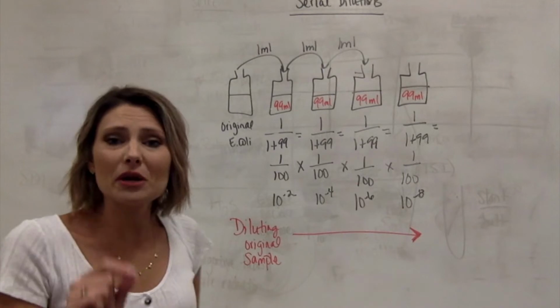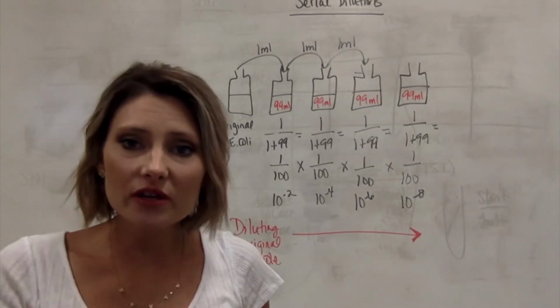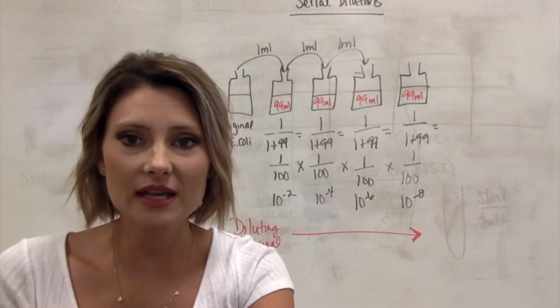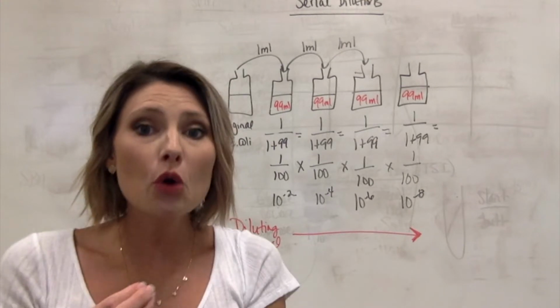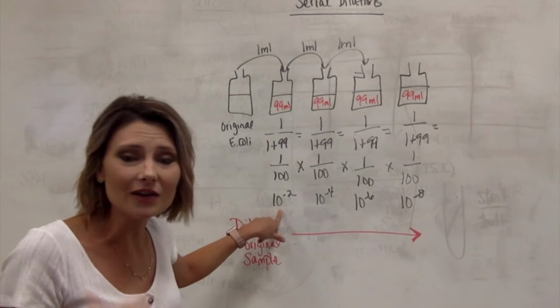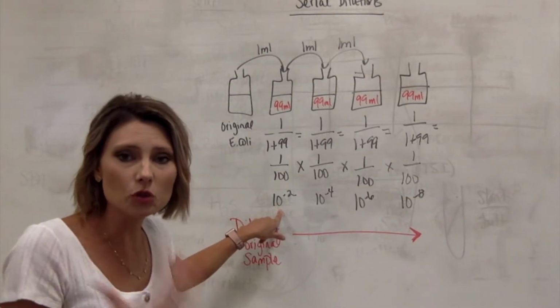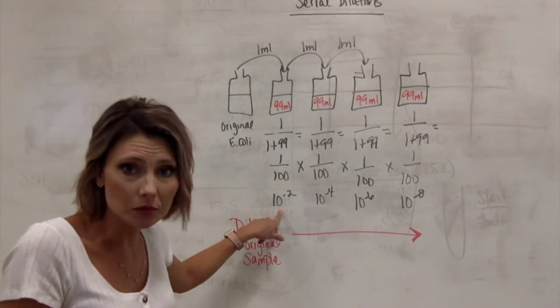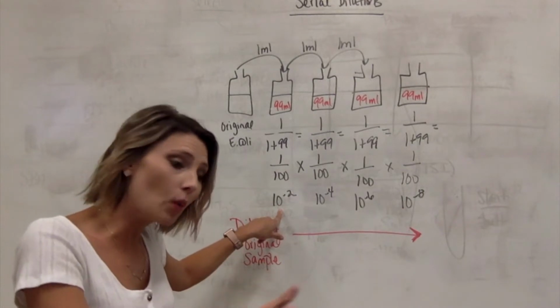Now, remember I told you there could be tens of millions of bacterial cells in this original sample. So simply diluting it 100 times is not going to be enough. That's not going to dilute it enough to where it becomes workable numbers. So we need to keep going.